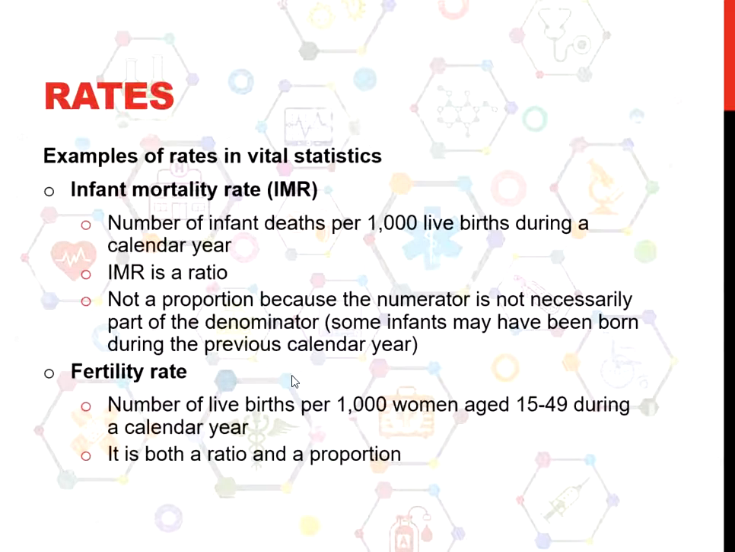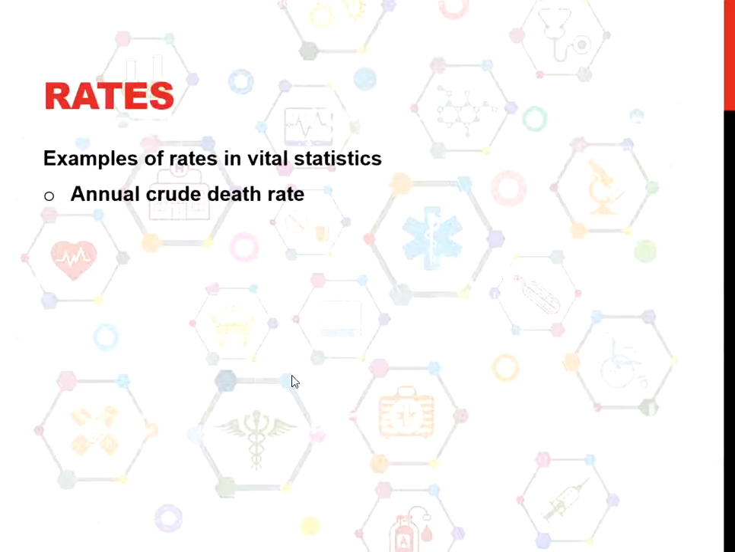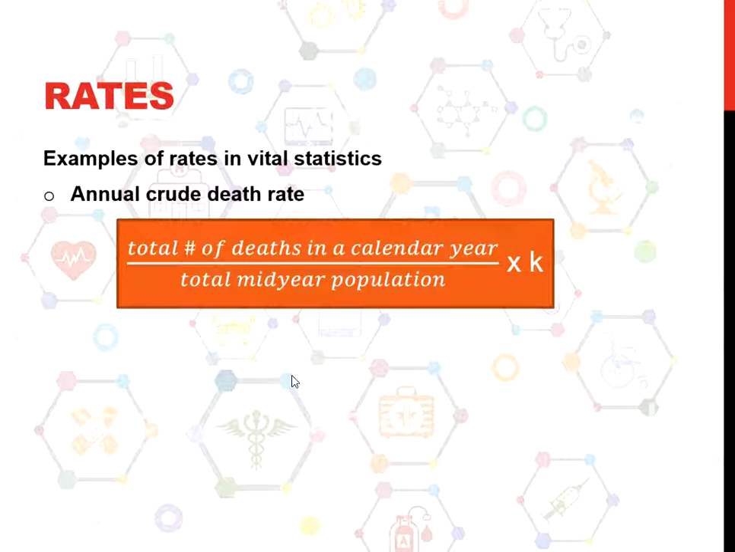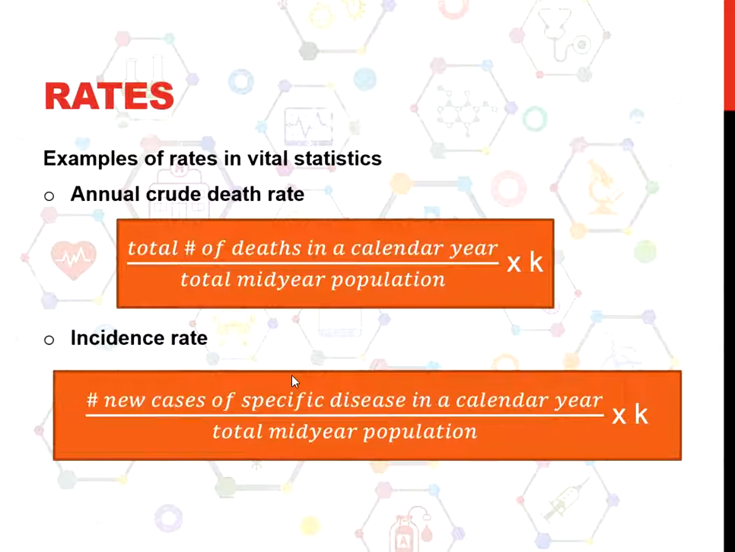So, fertility rate. So number of live births per year per 1,000 women age 15 to 49 during a calendar year. It is both a ratio and a proportion. Okay, so example ng rate. Yan. So total number of deaths in a calendar year over total mid-year population times K. Incidence rate. Number of new cases of specific disease in a calendar year over total mid-year population.